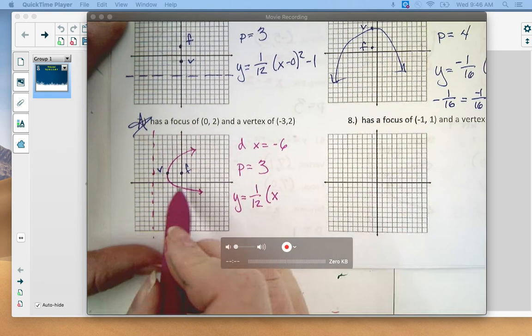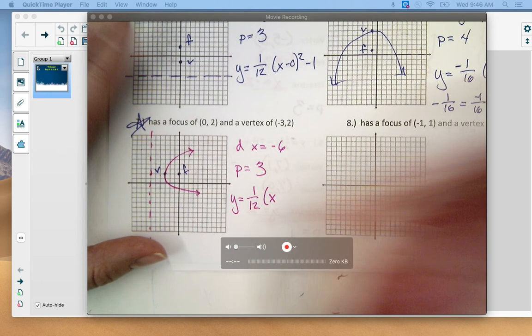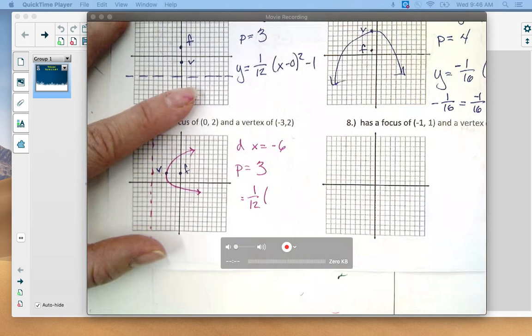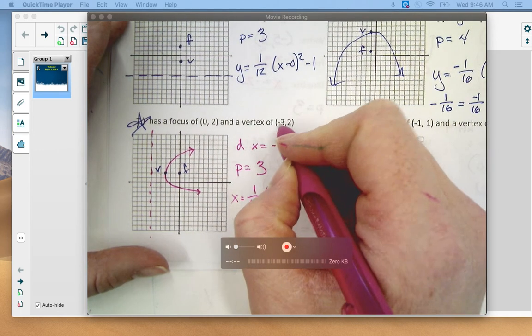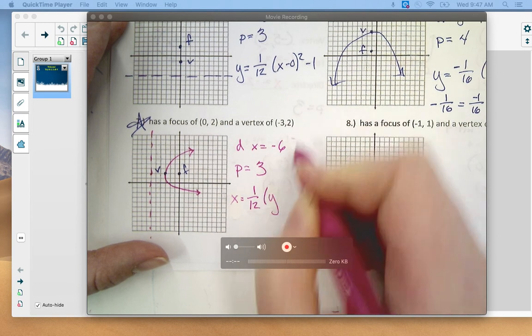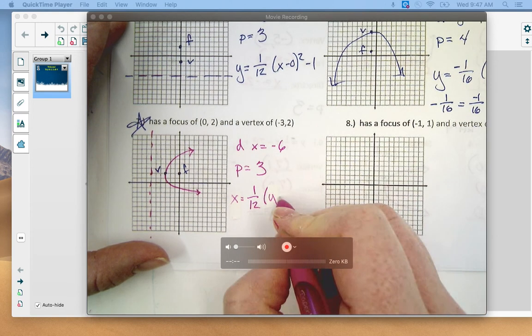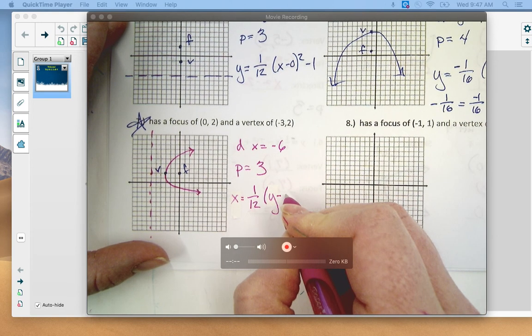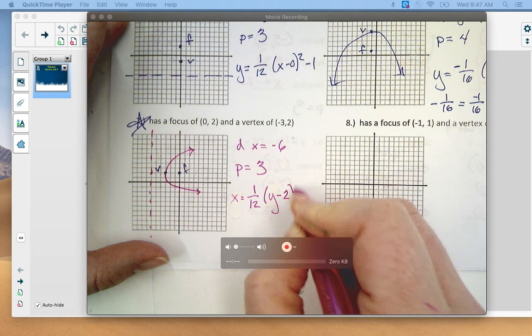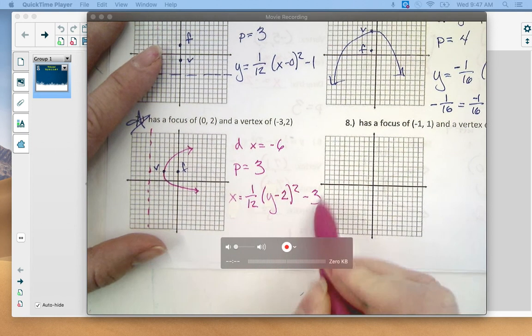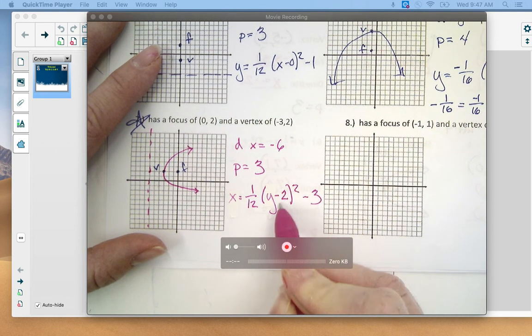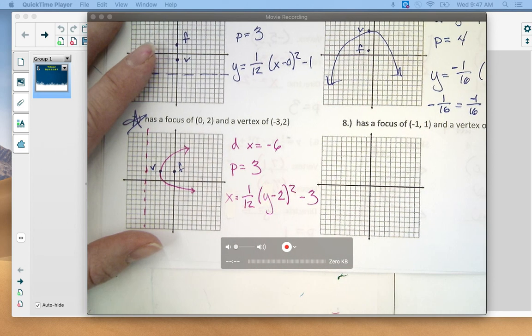So I have x is equal to, again, 1/12, and it's going to be y. Oh, good catch. X is equal to 1/12 times y. This is my vertex. The y value, right? We need our up and down movement. So this is going to be y minus 2 quantity squared and then minus 3. Do we agree with that? This tells me I'm moving left 3, up 2. Do you see why I really focused on those shifts with that parabola?